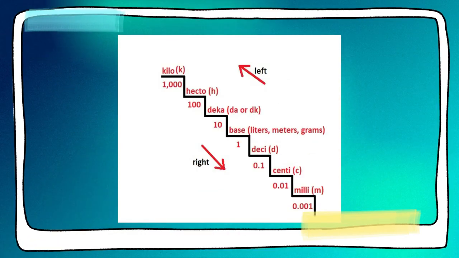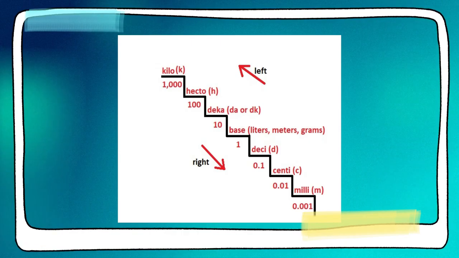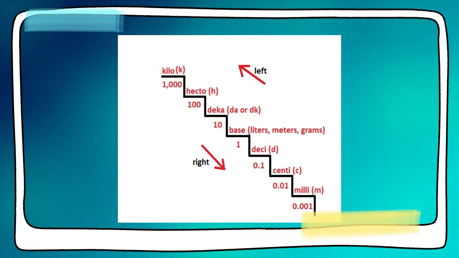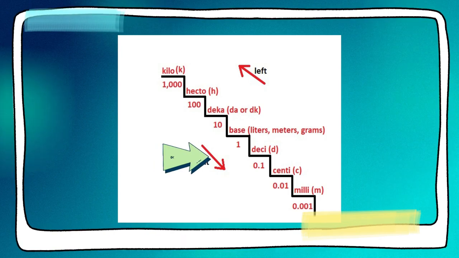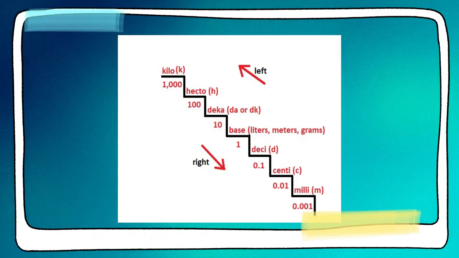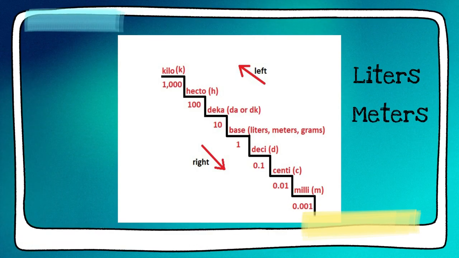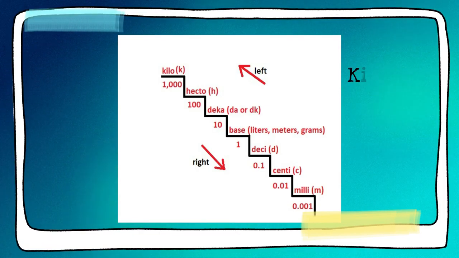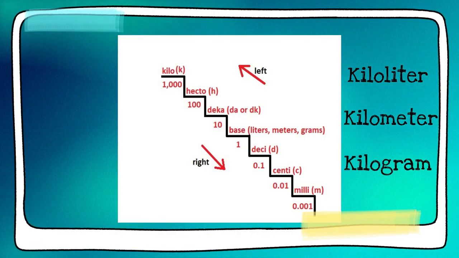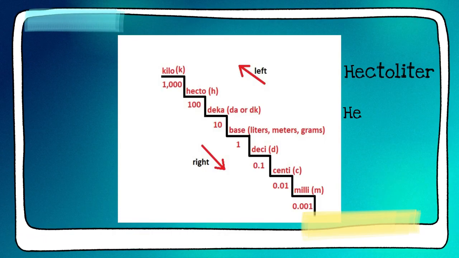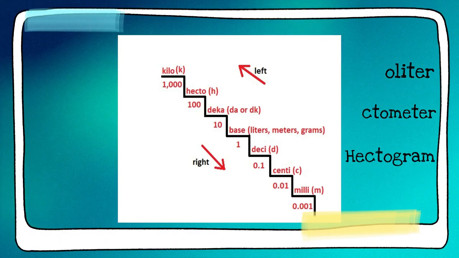So looking at this metric staircase, you can see on each stair step, there is a word. These are prefixes. So you have kilo, hecto, deca, base, deci, centi, and milli. Now, all of these prefixes will go in front of one of those base words. So if you look at base, you see liters, meters, and grams. So we could say kiloliter, kilometer, kilogram, hectoliter, hectometer, hectogram, and so on.